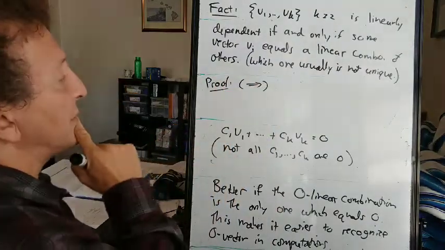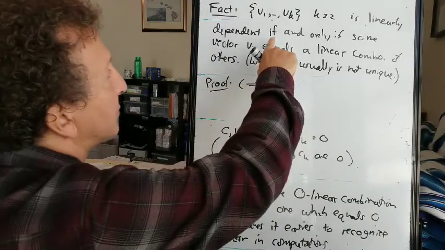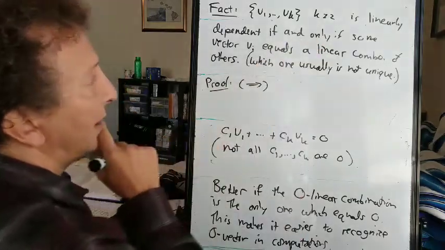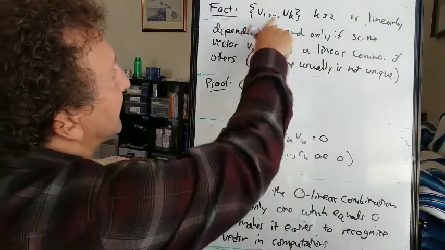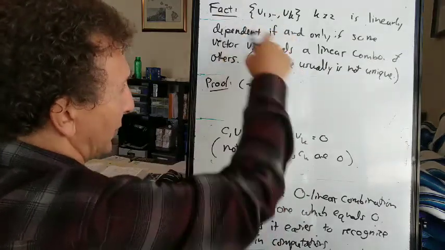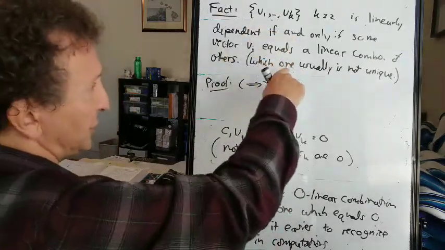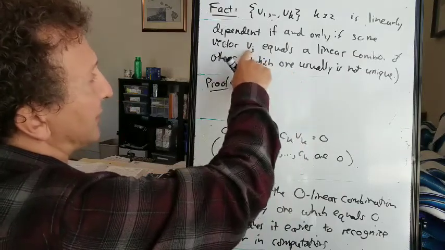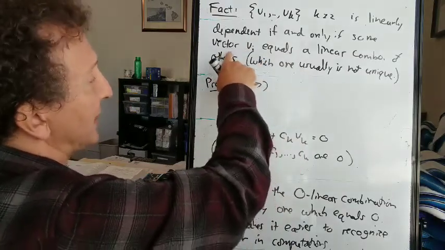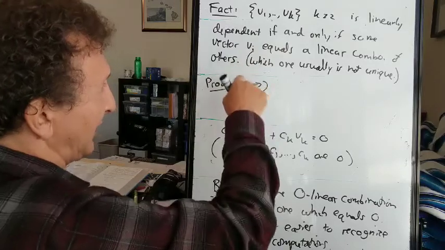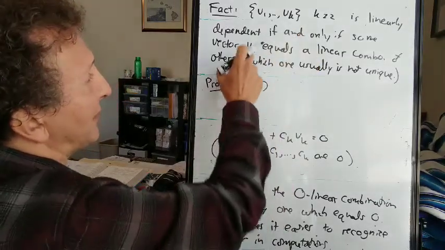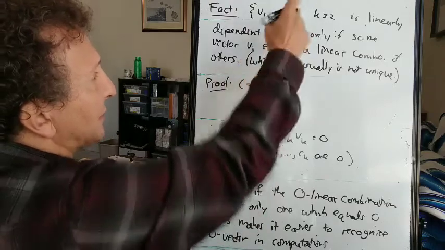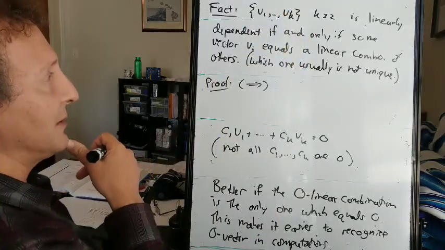So to see why that's true, since this fact says if and only if, I have two implications to show. So suppose we have the set that's linearly dependent, and we'll show that some vector vi equals a linear combination of the others. And then for the other direction, we'll say suppose we have a vector which equals a linear combination of the others, therefore we must have something that's linearly dependent.